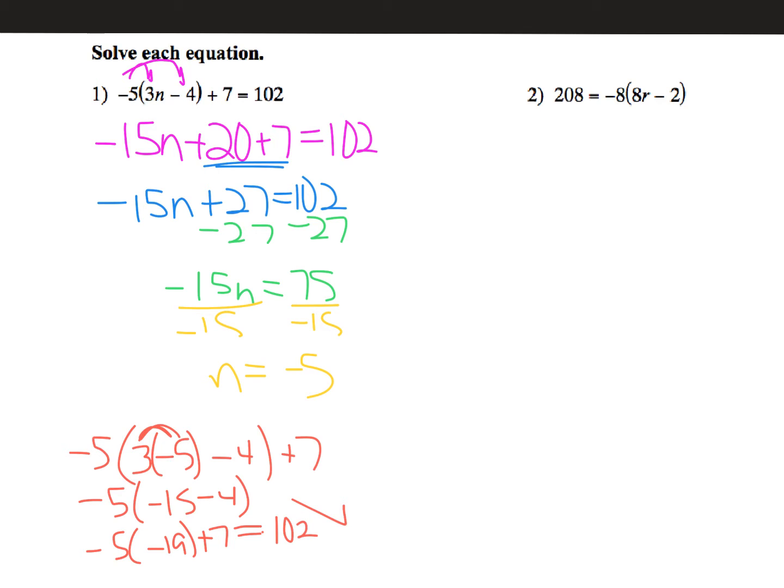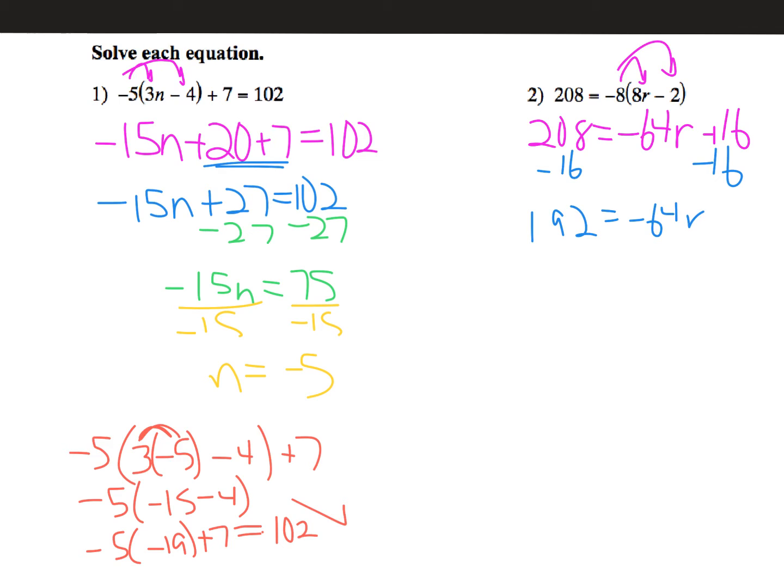The one on the right, I think most of us, the first thing we're going to do is distribute that negative 8. So you're going to get negative 64r, and then plus 16. Now I want to get that negative 64r by itself. So subtract 16 from both sides. I'm going to fix this because that doesn't look right. Let me fix that. I'll just erase that whole side. It was negative 64r plus 16. Now I'm going to move that 16 by subtraction, so subtract 16 from both sides. And that's going to give me 192 is negative 64r.